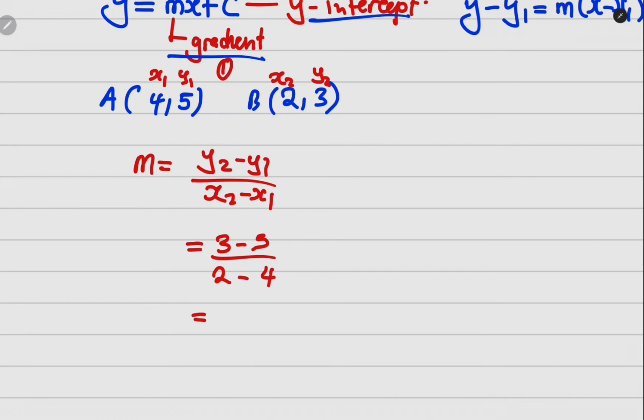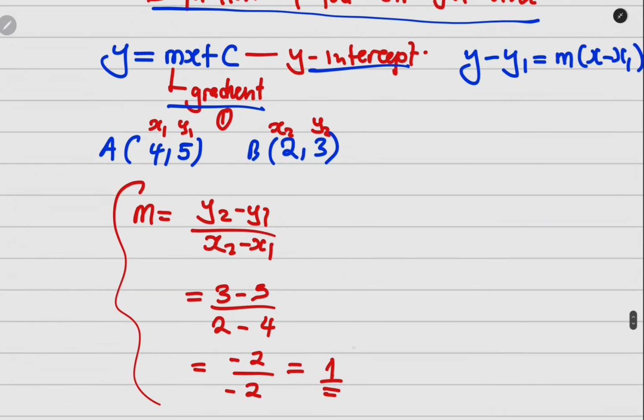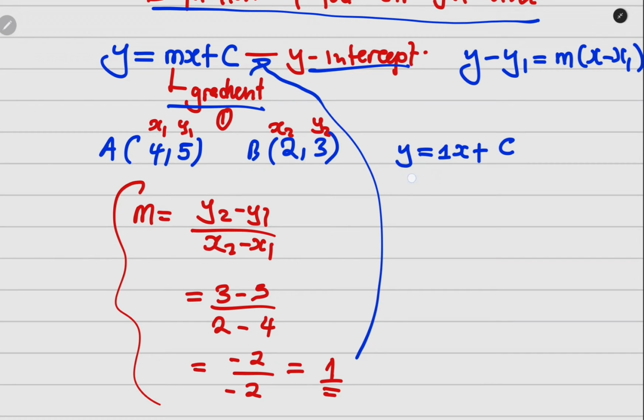So the gradient is going to be, on top, negative 2, and at the bottom also negative 2. This gives us 1, so the gradient is 1. This is the first step. After you have found the gradient, you can fix it in the intercept form: where there's m, you put a 1. So y equals 1x plus c, which is the same as y equals x plus c.